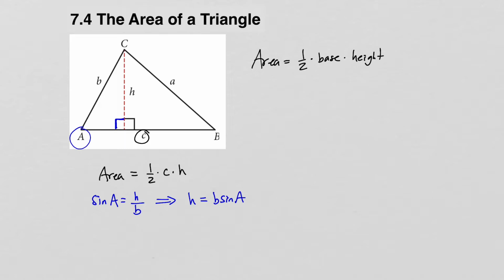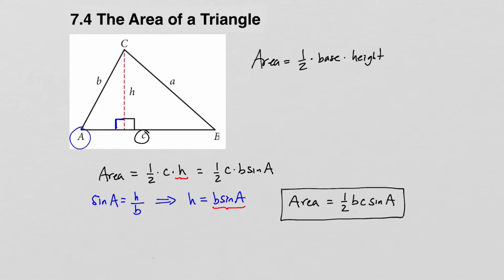And because H is equal to this, we can replace the H in the formula here with that. And if we do so, we get 1/2 times C times B times the sine of A. And if we rewrite this formula, we can see the area of the triangle is 1/2 times B times C times the sine of A.